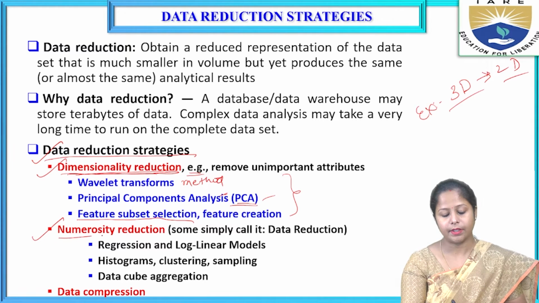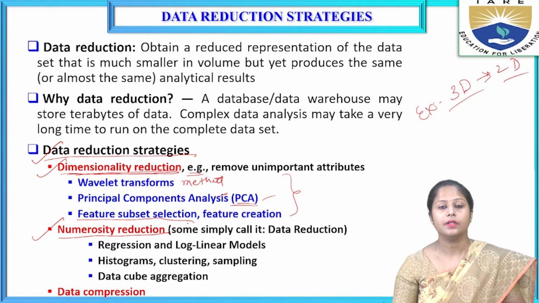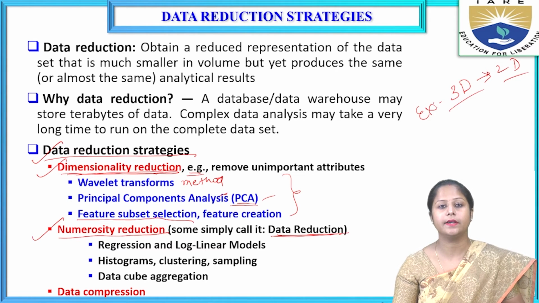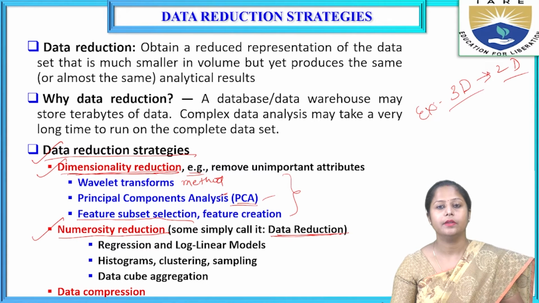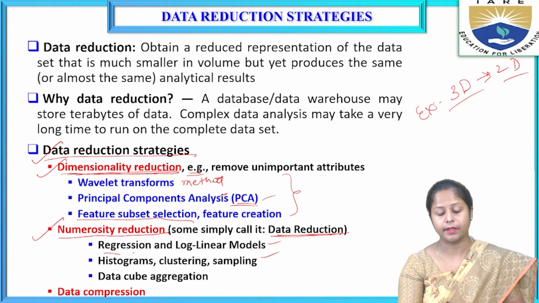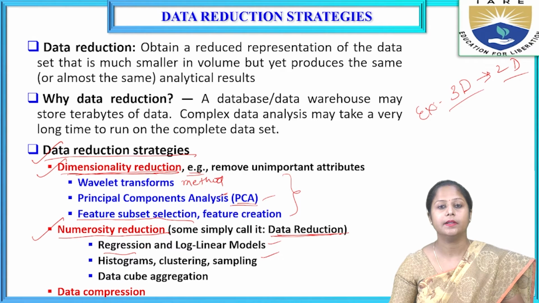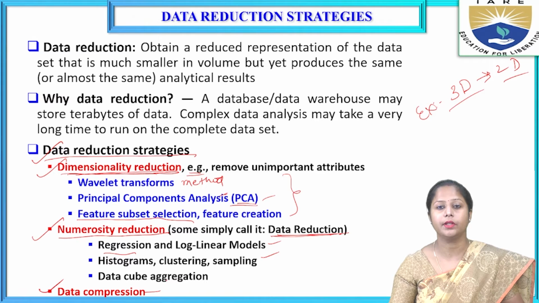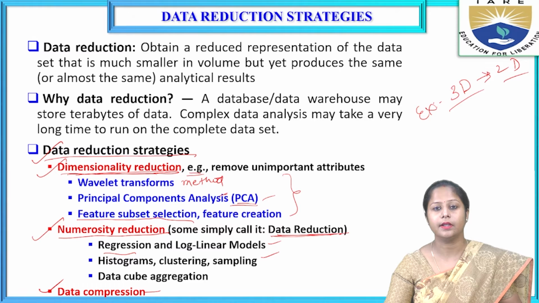Another method is numerosity reduction. That is simply called data reduction, directly, but some call it numerosity reduction. There are some methods like regression and non-linear models that come under numerosity reduction. Histogram, clustering and sampling are methods for numerosity reduction, and data cube aggregation as well. Another method is data compression, which is also a method for data reduction.